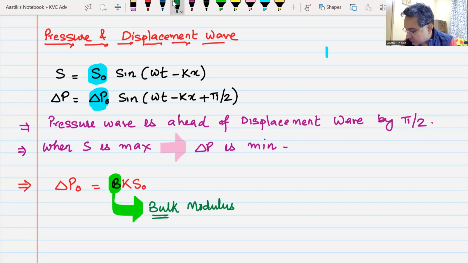B is the bulk modulus of the medium. So I'll give you now 2 minutes. Note this down. Take a deep breath and read the equations carefully, because if you understand the relation between pressure and displacement, that is the most important aspect of this chapter. I'll give you 2 minutes.